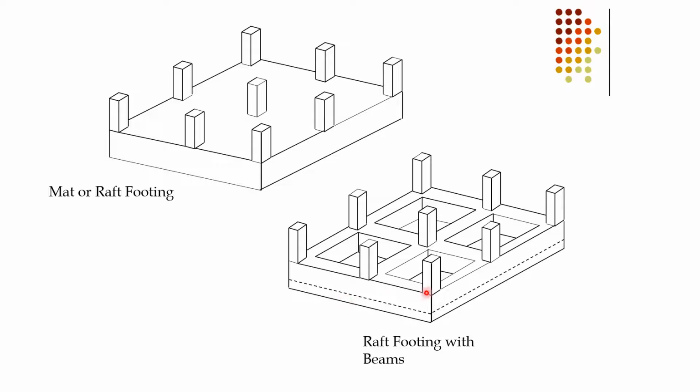And here, first of all, a constant thickness slab is provided, and on that we provide the beams, heavy thickness beams, and on those beams we construct the columns. Okay, so this is again the raft footing with beams.